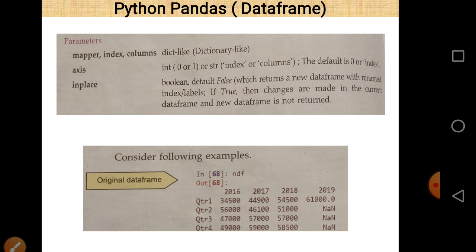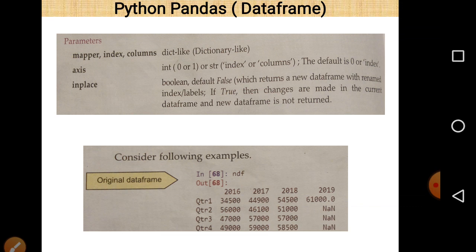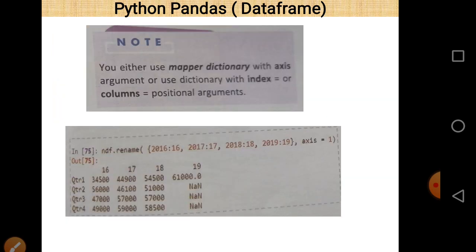And if you want to change 2016, 2017, 2018, 2019, which are the names of columns, then you can take it as axis equal to 1. So let us see its example. Here in the third point, we can see axis equal to 1, and this is an example here.